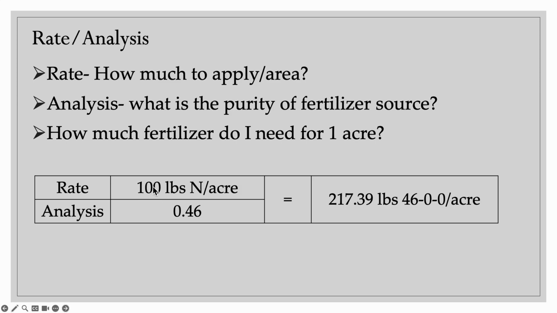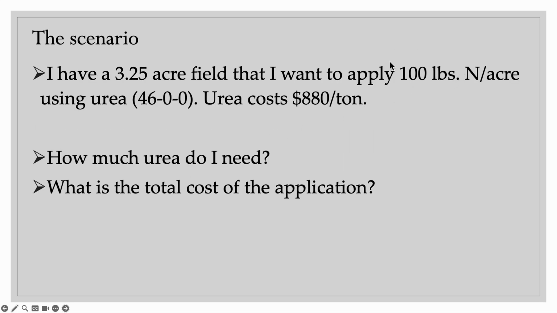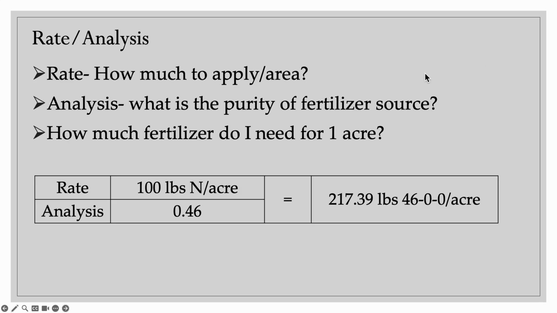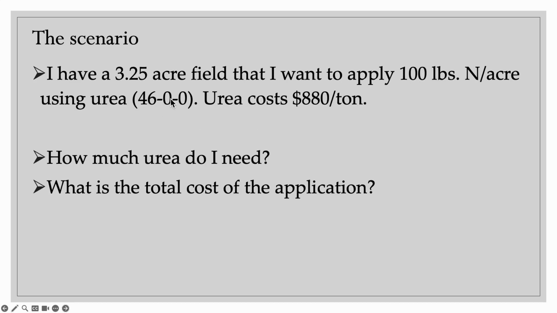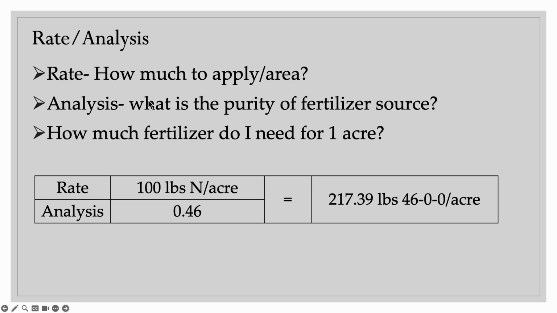We know that our rate is 100 pounds of N per acre. That was given to us right here. And our analysis is 46-0-0, which means this is 46% nitrogen. So 100 divided by 0.46 equals 217.39 pounds of 46-0-0 per acre. Everyone following how I got that?